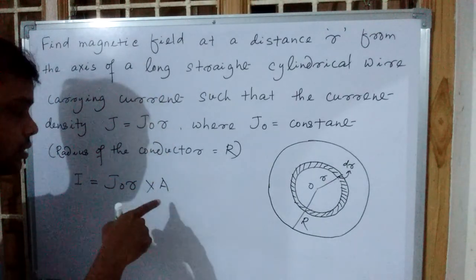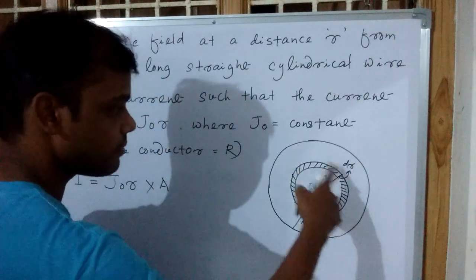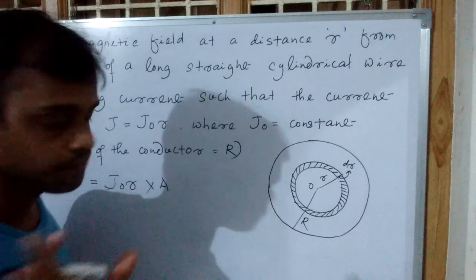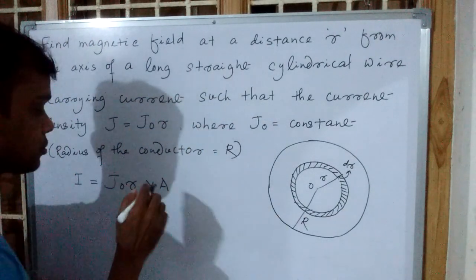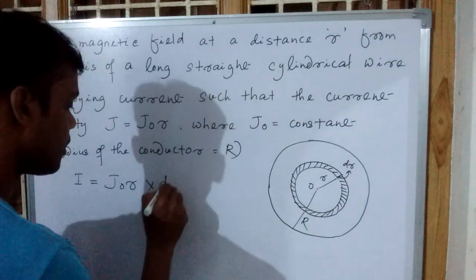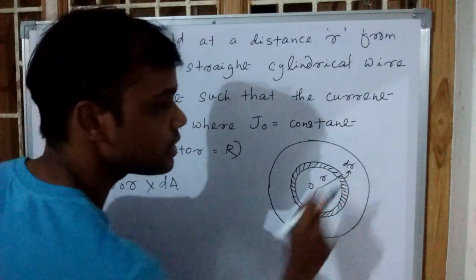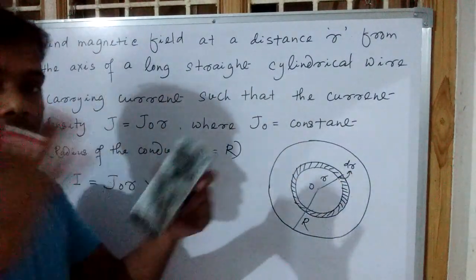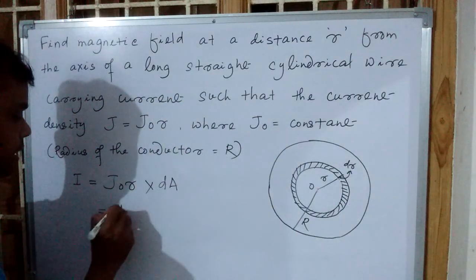Now A is the area, but here this element is very small. That's why I cannot write here total A. So I will simply write dA. Why dA? Because its width is dr, so its area cannot be a large quantity. So what is the dA value now?